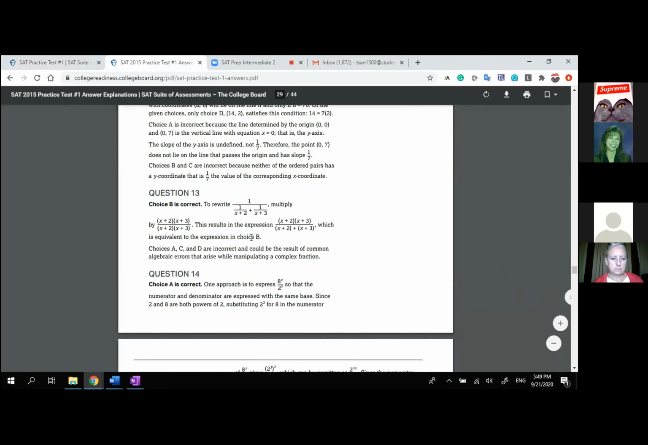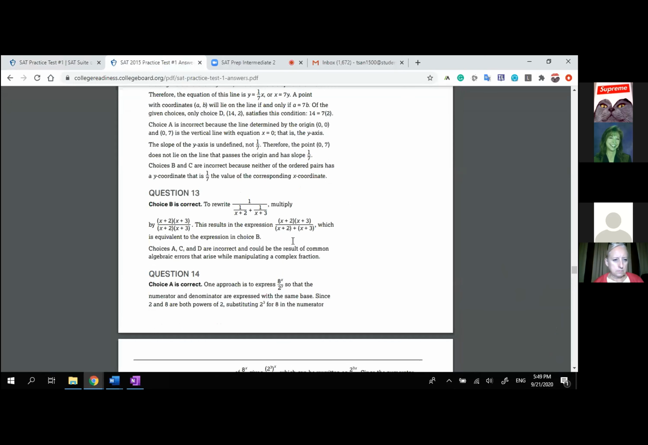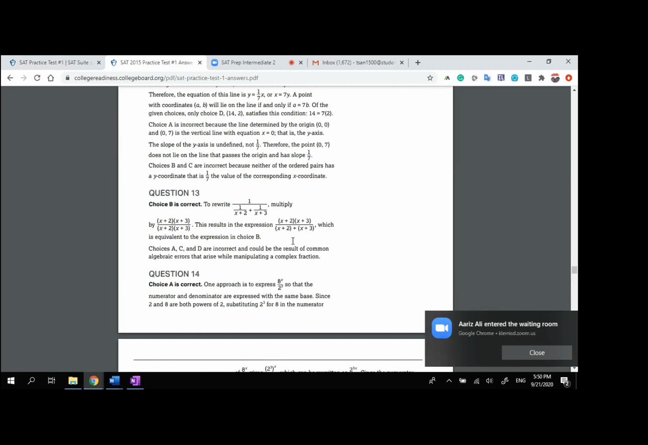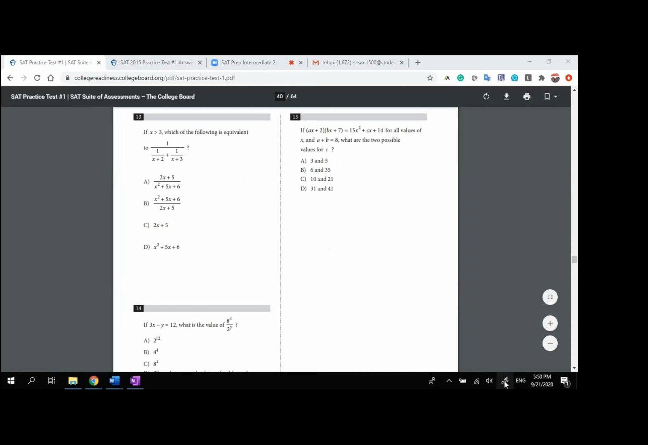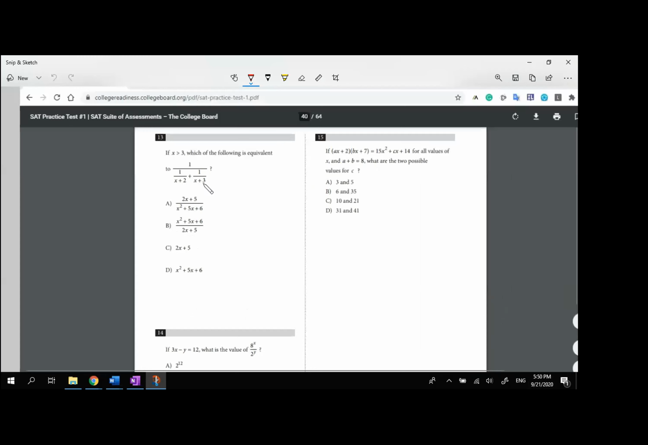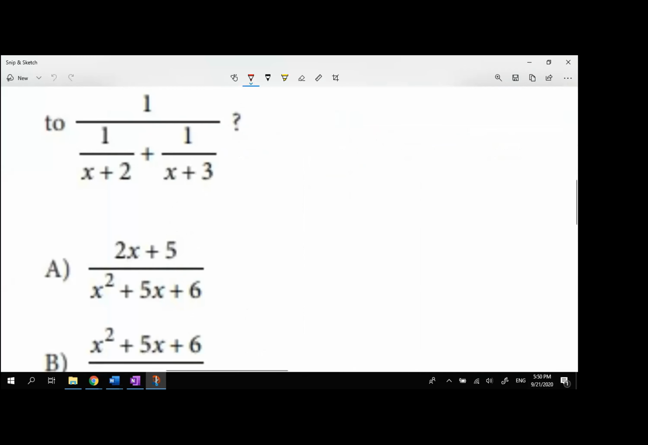Okay, so if we look at the answer key, we look at question 13, choice B is correct. To rewrite that correctly, multiply by x plus 2 times x plus 3 over x plus 2 times x plus 3. This results in the expression x plus 2 times x plus 3 over. Oh, I see what they did. Okay, cool. Alrighty. So now that I actually understand it, we can go back here and look and see.